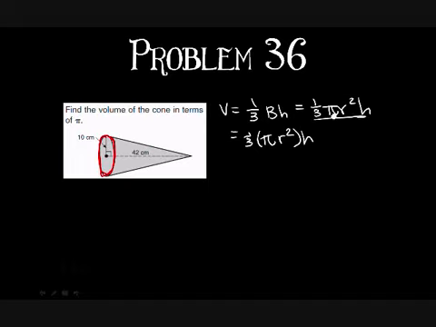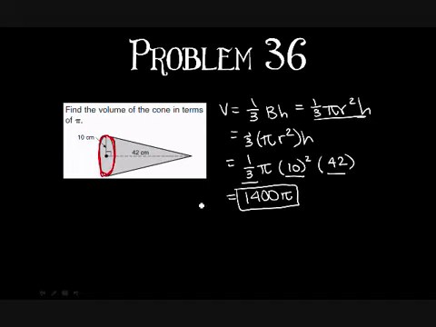Which is how I got that. So it's the same thing. So let's go ahead and plug stuff in. The R is going to be 10, it's marked on there. And then the H is 42, it's marked on there too. And so if we multiply those all out, we get a total of 1400. And I did not put the pi in the calculator, I just did 1/3, 10 squared, and 42. And so we end up with 1400 pi as our volume.